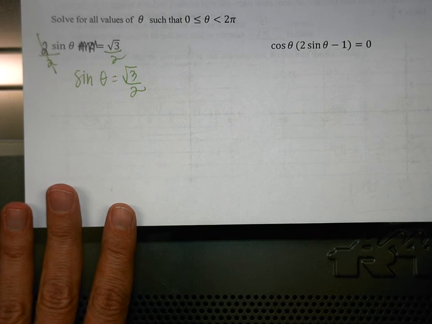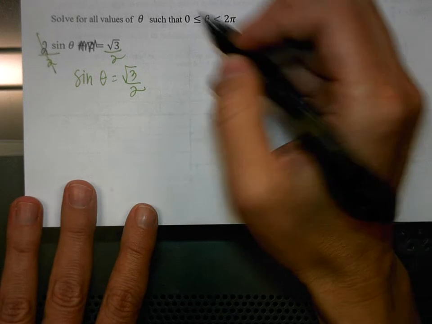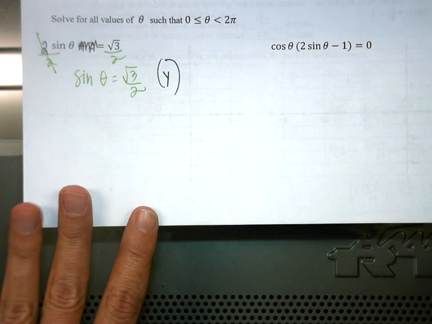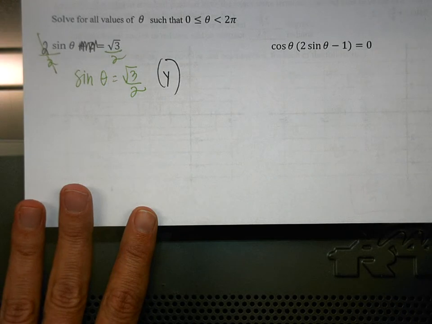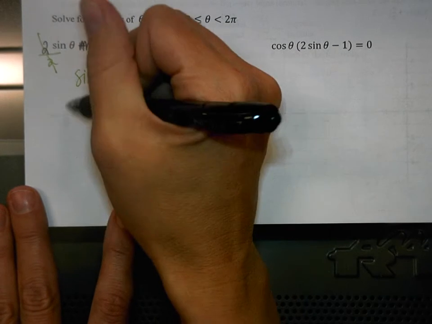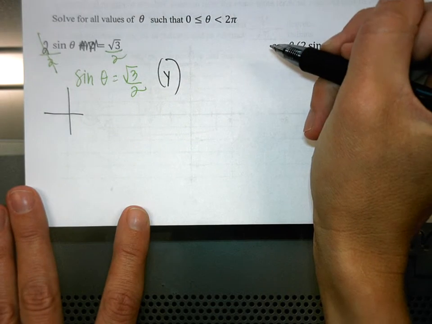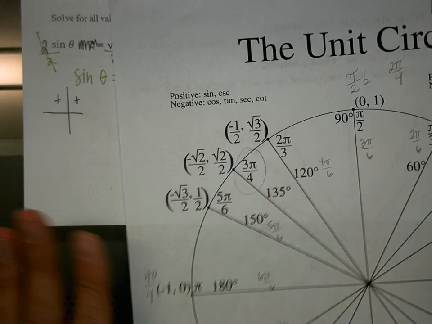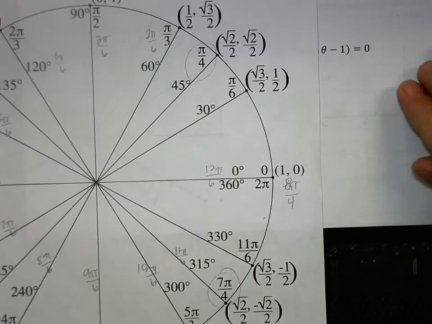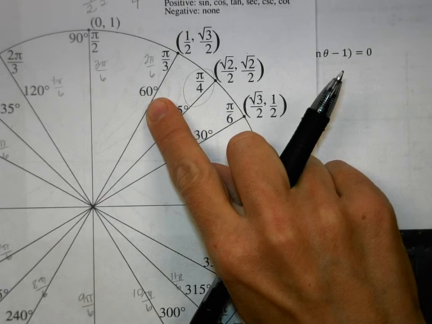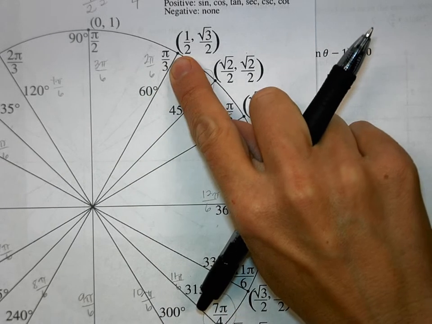Okay. Sine is dealing with what? Y. Okay. Where is sine positive? Where is y positive? 1 and 2. So we're going to go to quadrants 1 and 2, and we're going to look for where is y root 3 over 2. 60, but we want it in terms of radians, so we're going to write that as pi over 3.